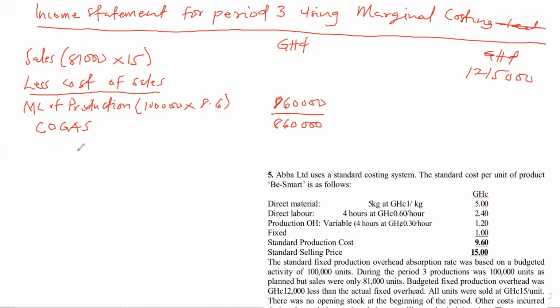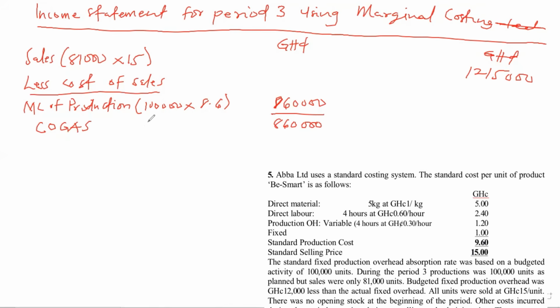It means they were not able to sell all the 100,000 units that were produced. So it means that there is closing inventory. Since they were not able to sell all the 100,000 that was produced, there is a closing unit. How do we get the closing unit?